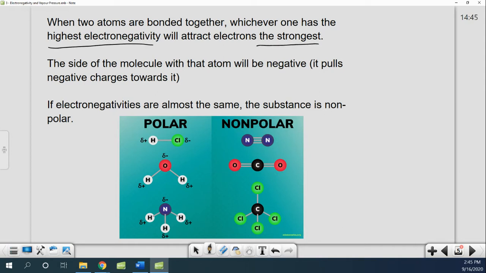We kind of just talked about that. The side of the molecule that has that electronegative atom will be negatively charged, right? It's pulling electrons. It's pulling negative charges towards it. If electronegativities are almost the same or actually the same, then the substance would also be non-polar. Just like a polar here.